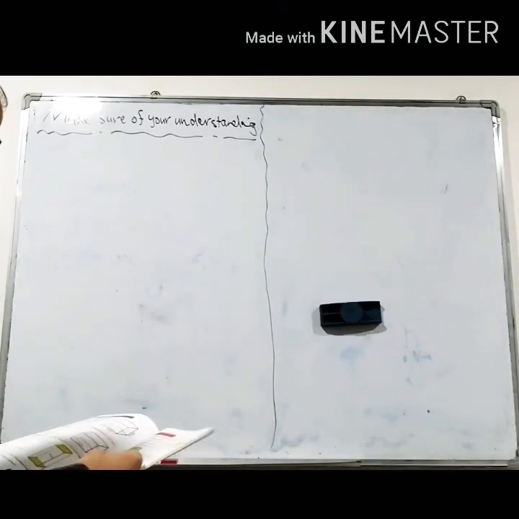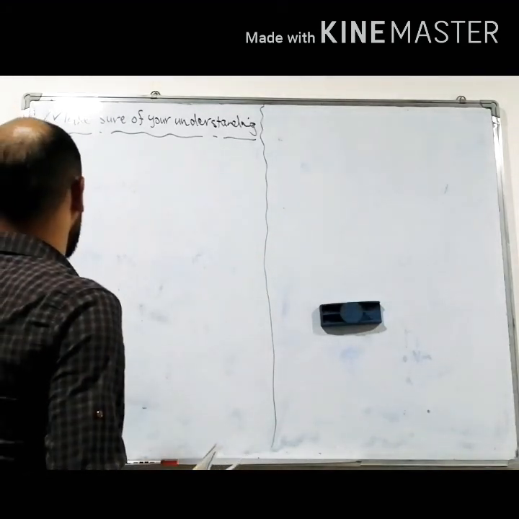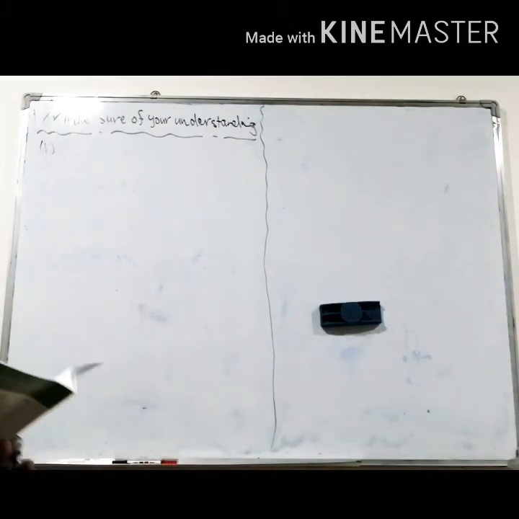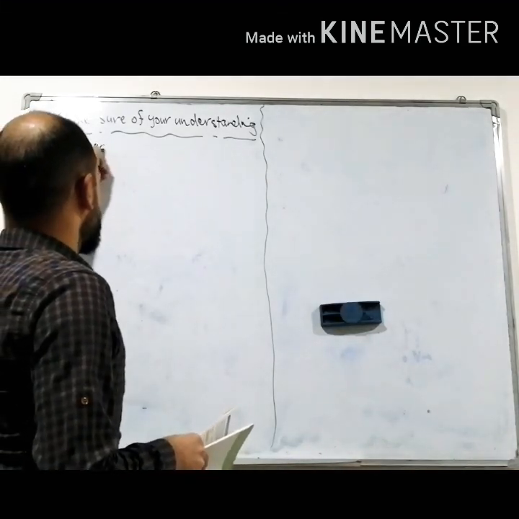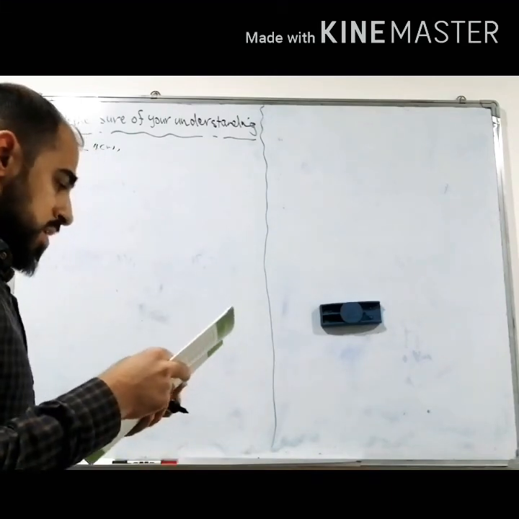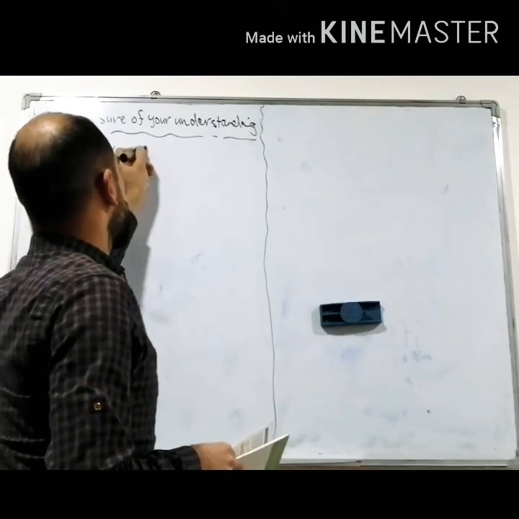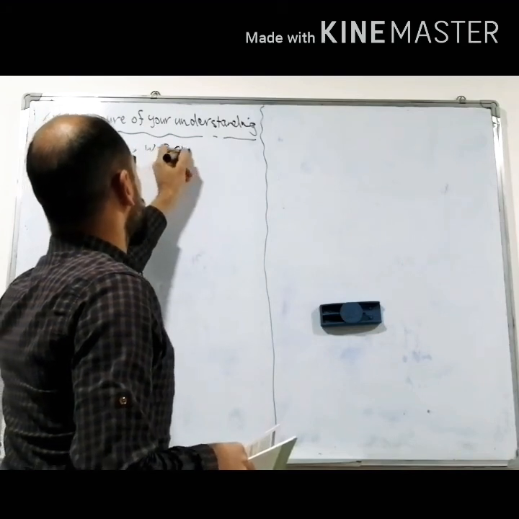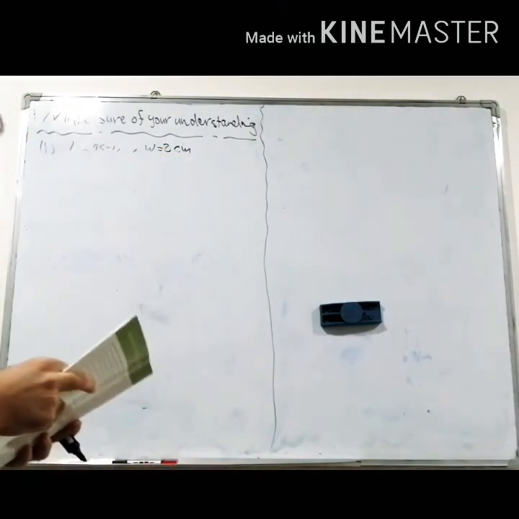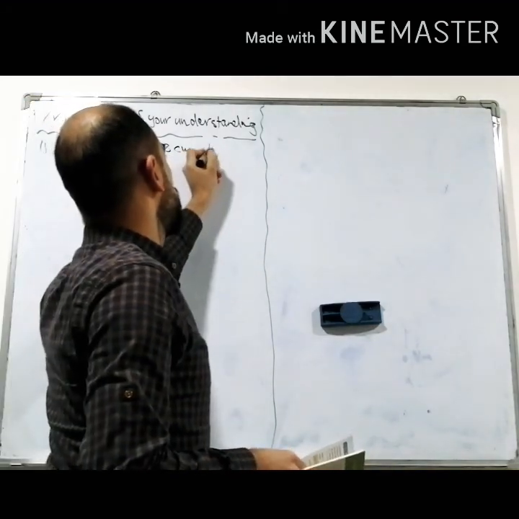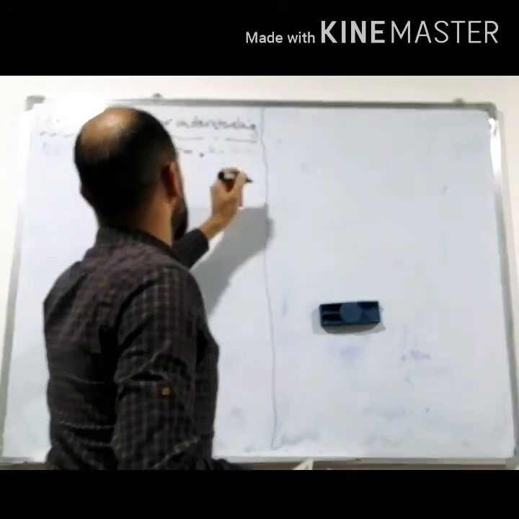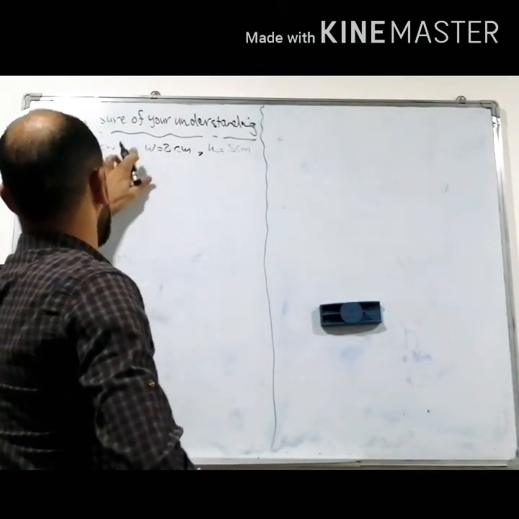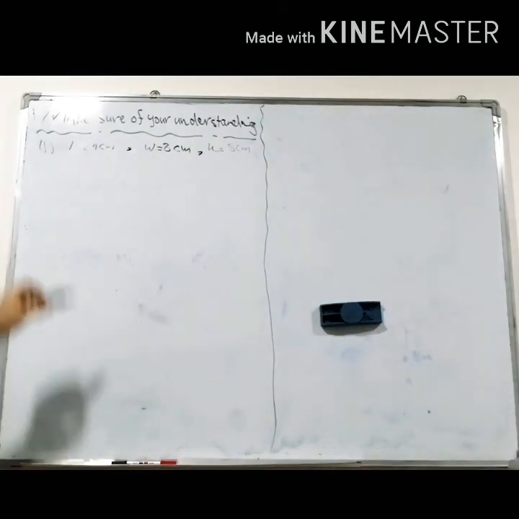Page number 41. Question number 1. I'll solve the question. Find the volume of a parallelepiped whose base length is 4 centimeter and its width is 8 centimeter and its height is 8 centimeter. Find the volume of the parallelepiped.